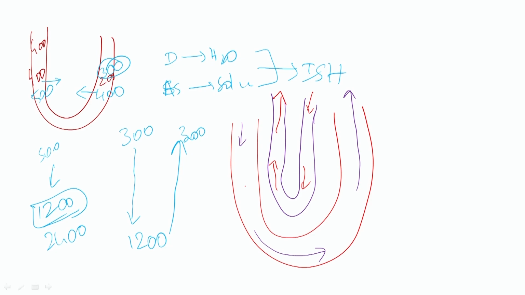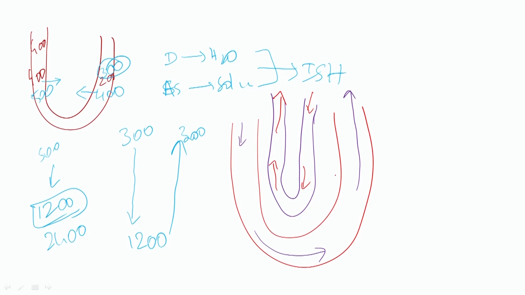From the ascending side, only the solutes will move to the interstitium, and from the interstitium they will move to the peritubular capillaries. Okay, can you follow? Yes. Then what happens here is that the peritubular capillaries, or the vasa recta, are permeable for both solute as well as water.